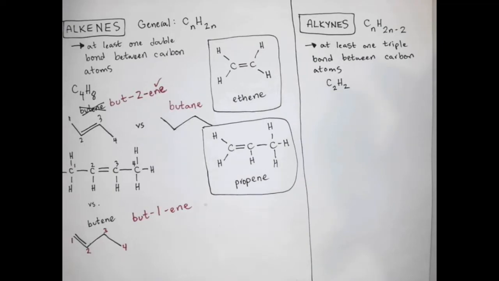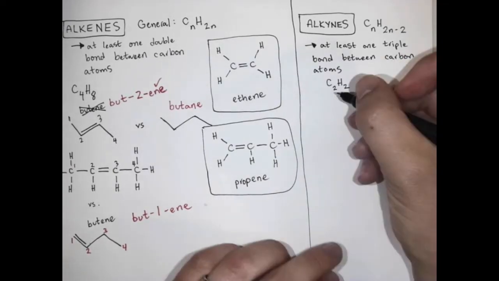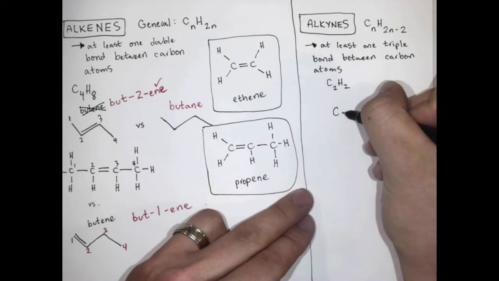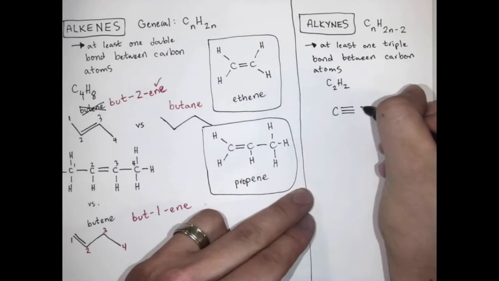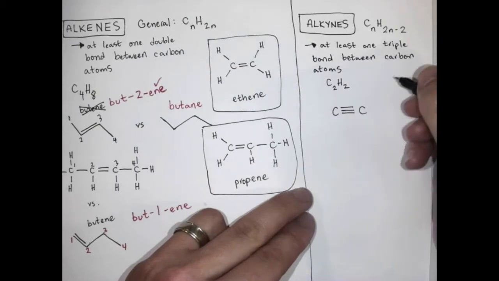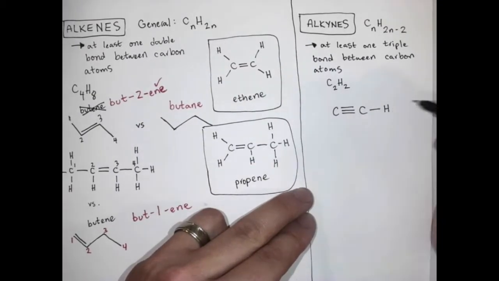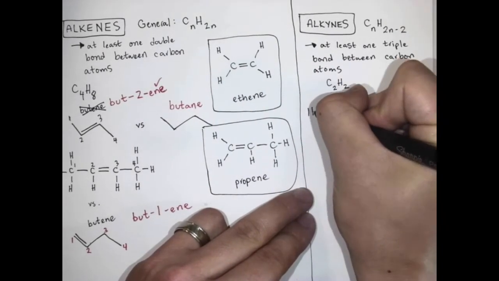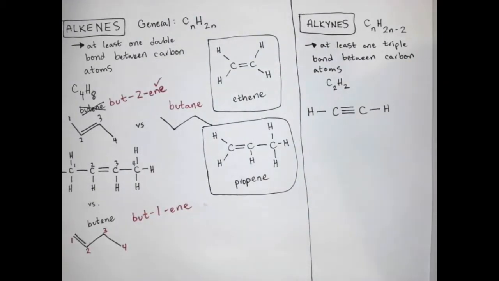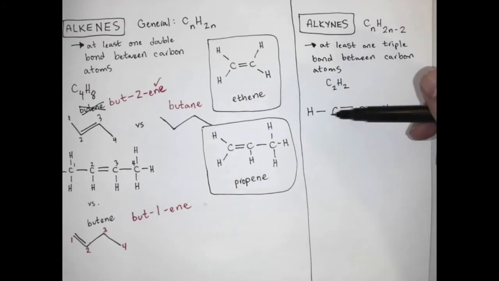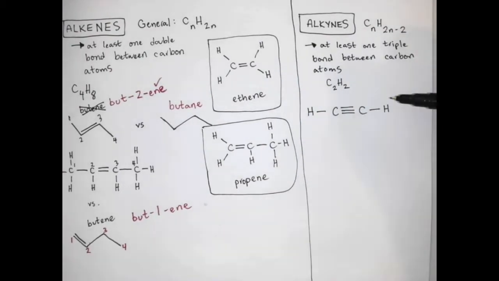Is that right? C2H2? Yep, that's right. So this one is going to look like 2 carbon atoms. They have a triple bond, and since each one has a triple bond, they have a bonding capacity of 4. They have a capacity to hold 1 more hydrogen each. And there we go. We have an alkyne.